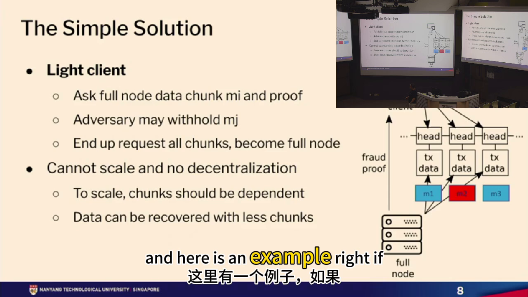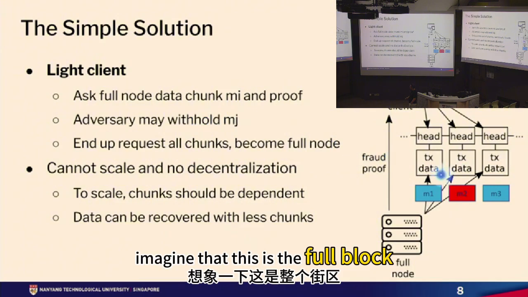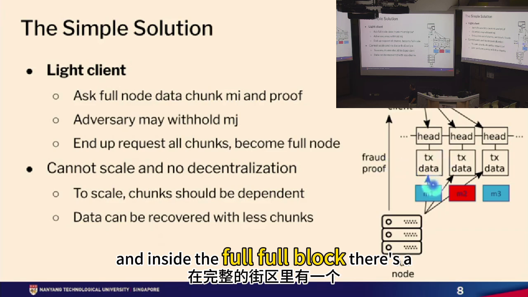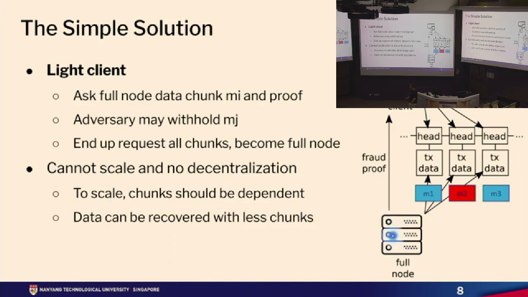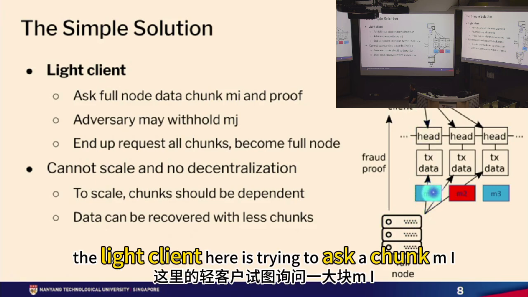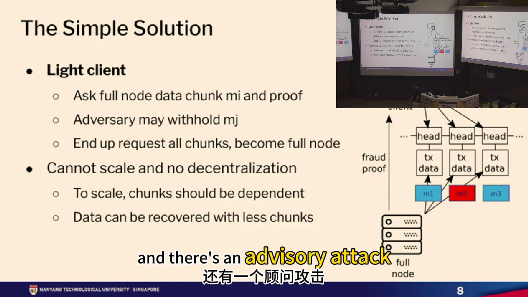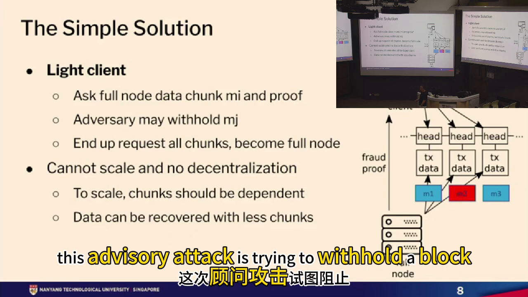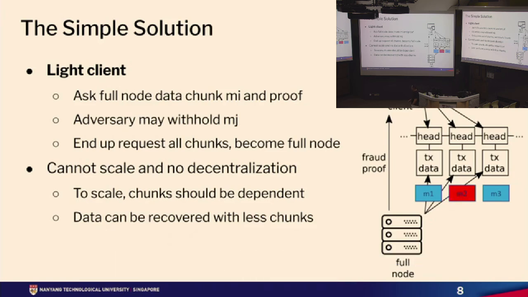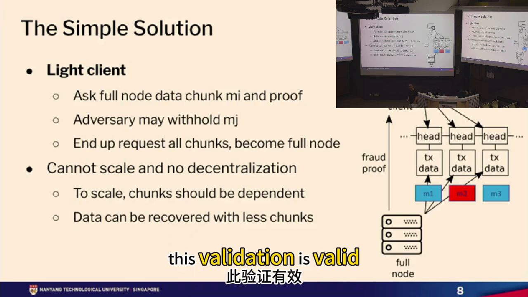And here is an example, right? Imagine this is the full block, and inside the full block there are multiple chunks. If the light client is trying to ask for a chunk Mi, for example M1, and there's an adversary attack where the adversary is trying to withhold chunk M2. So how can the light client make sure this validation is valid?